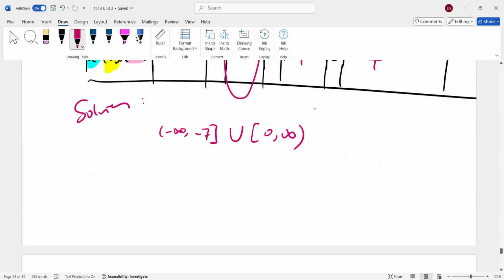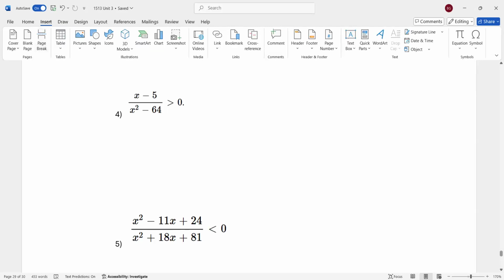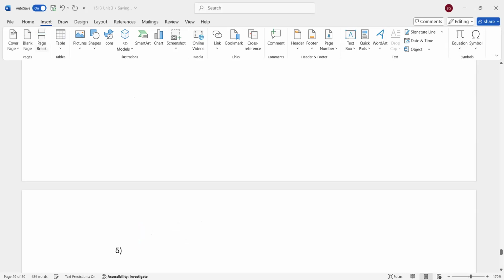Okay, so through those 3 questions, I showed you how to solve polynomial inequalities using the sign chart method. Next, we are going to focus on solving real rational inequalities. The denominator is not 1, it is a polynomial. Okay, let's start this one.